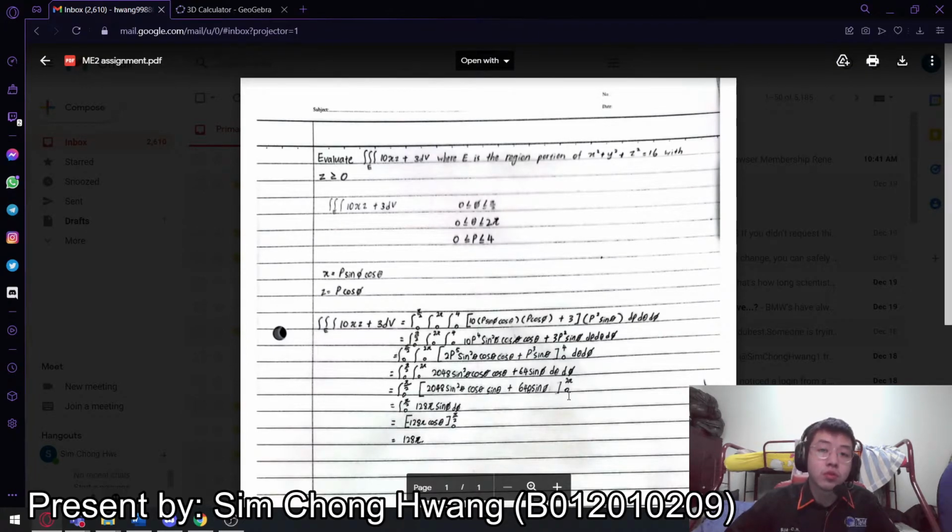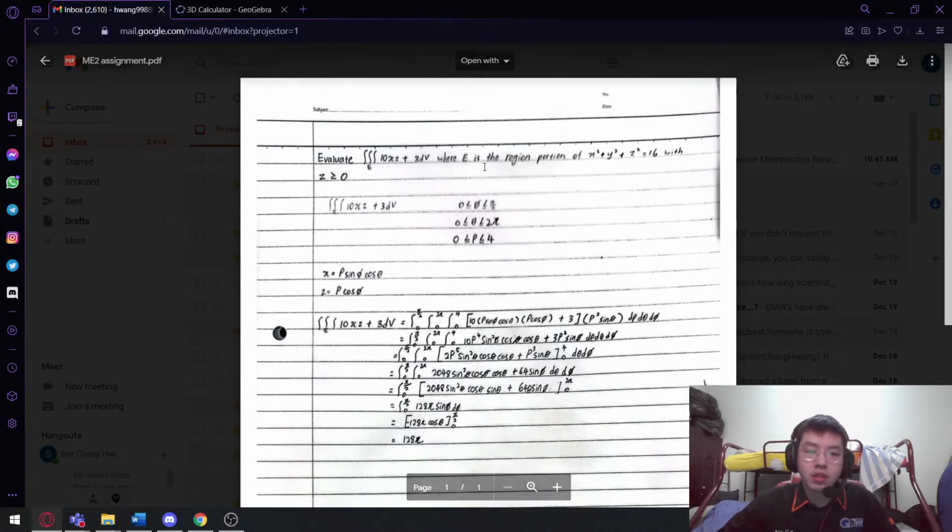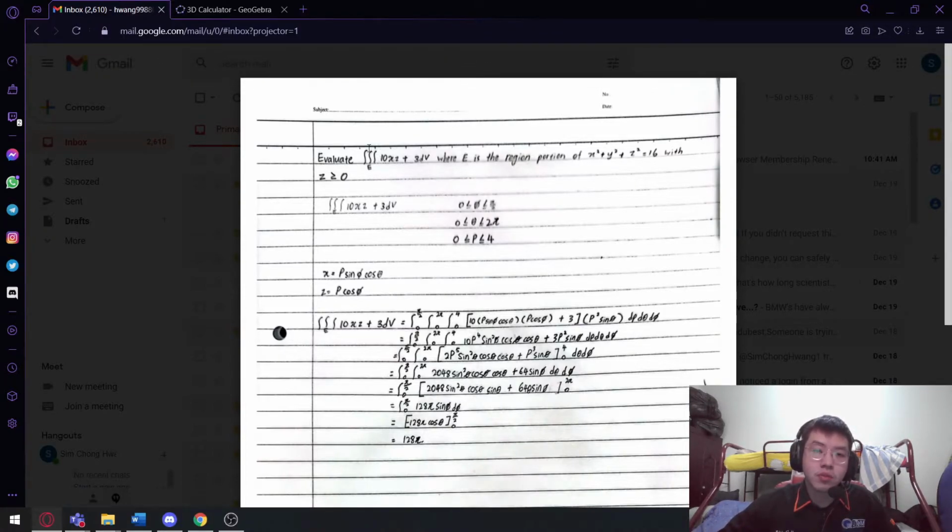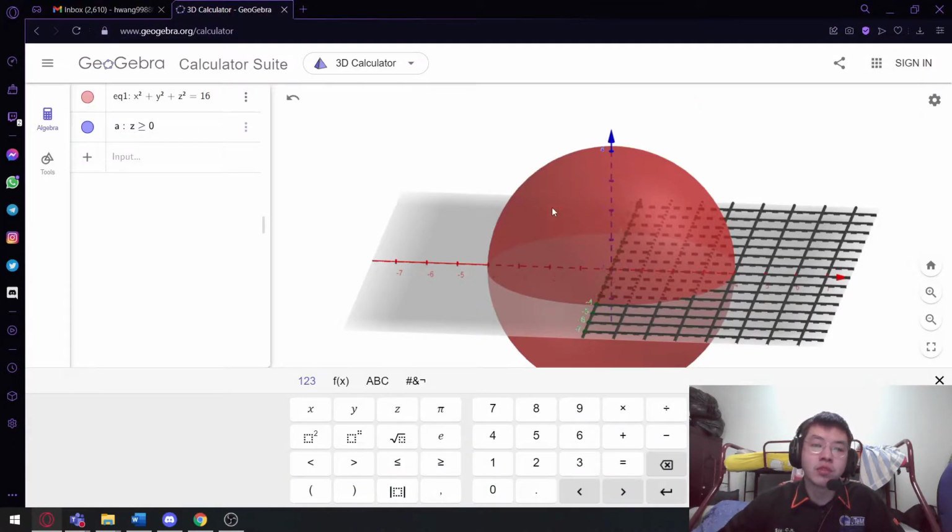So now I'm going to show and explain the example of the question. So this is our question. Evaluate the triple integral of tan(xz) plus 3 dV, where E is the portion of x squared plus y squared plus z squared equals 16, with z greater than or equal to 0. So how are we going to know our object? We simply insert the information given. This is what we can know.